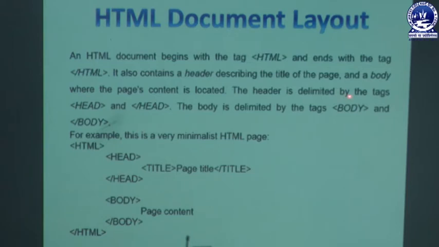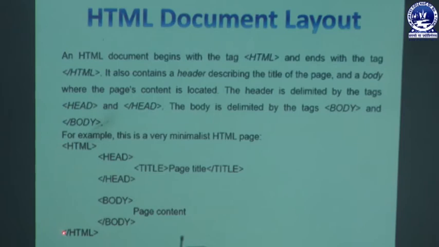The header is delimited by the tags, the starting head tag and the end head tag. That means you can see head is the starting tag and forward slash head is the ending tag. The body is delimited by the start tag and the end tag. You can see the example over here. So every HTML document starts with an HTML tag and ends with an HTML tag. That means whatever code we write must start with an HTML tag and must be enclosed with the HTML tag. Every code and every element should be enclosed within the HTML tag.